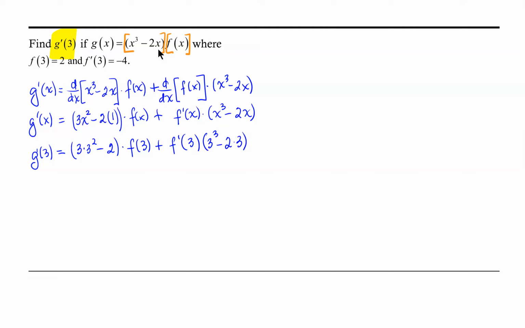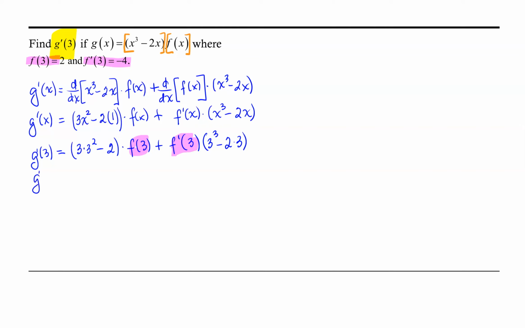Now, keep in mind that we do have some information about f of 3 and f prime at 3. We know that f of 3 is equal to 2, so we will be able to replace f of 3 with 2. And we know that f prime of 3 is equal to negative 4, so we will be able to replace f prime of 3 with negative 4.